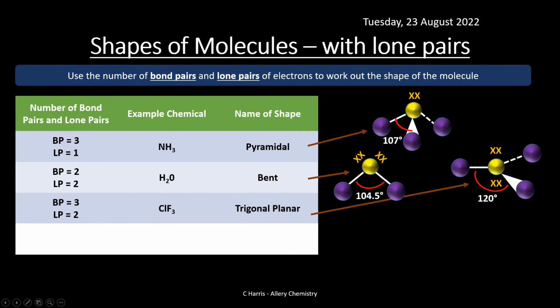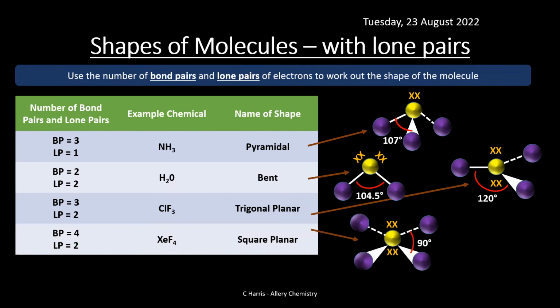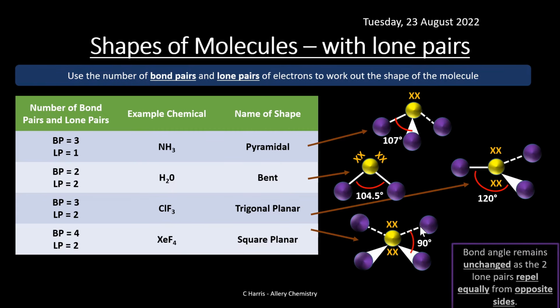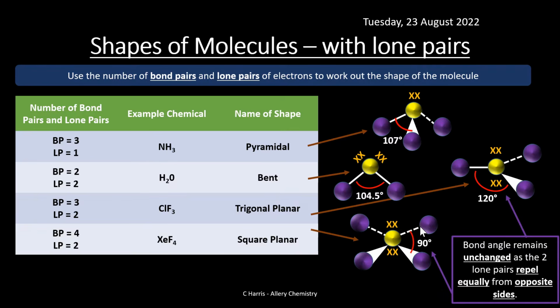Okay. Right. And the last example here is 4 bond pairs and 2 lone pairs, and this is square planar. So, for example, xenon tetrafluoride, XeF4, it has 2 lone pairs. Again, a similar principle to the trigonal planar. You have a square in the middle here, each at 90 degrees, and the lone pairs cancel each other out. So these ones will squeeze these bonds down, these ones will squeeze them upwards, but they cancel out, so you get this nice square shape. So the bond angle, like I say, remains unchanged. They kind of repel equally from both of them.